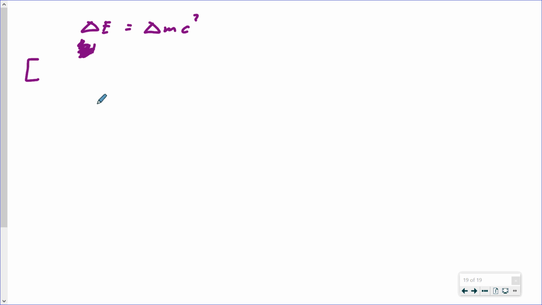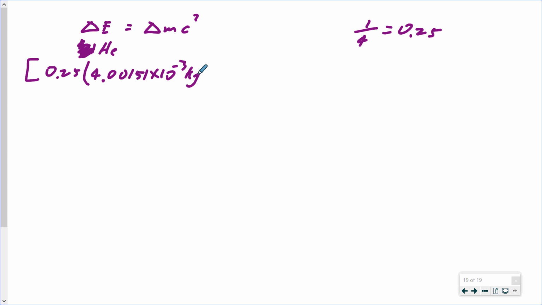So the product is going to be, let's start with the helium that we have. And so we have 1/4. Let me just write it over here. I'm going to write it as a decimal. 1/4 is 0.25, just so you know where these numbers are coming from. So 0.25, that's going to be my coefficient. And now the mass of the helium, which we saw in the previous question, is 4.00151 times 10 to the negative 3 kilograms per mole. Okay, so that's our one product.